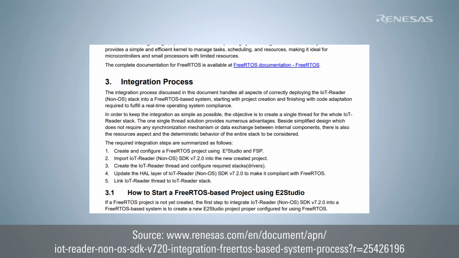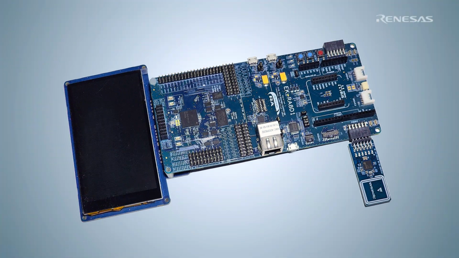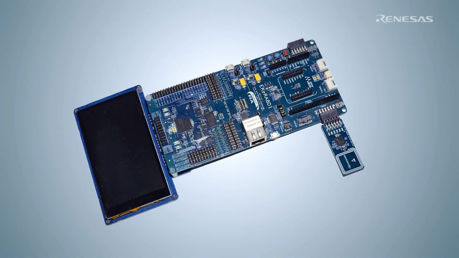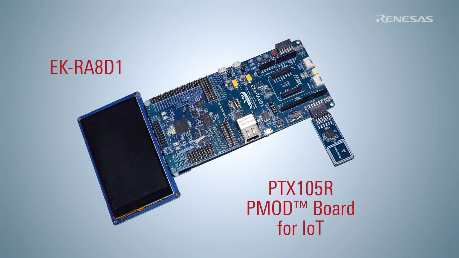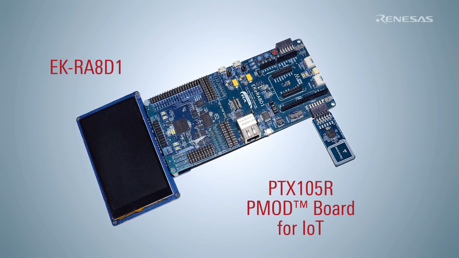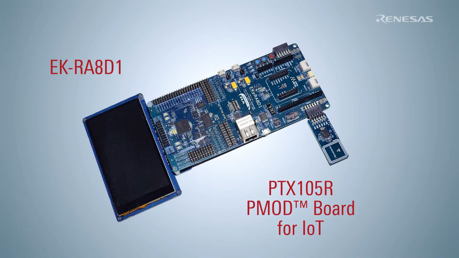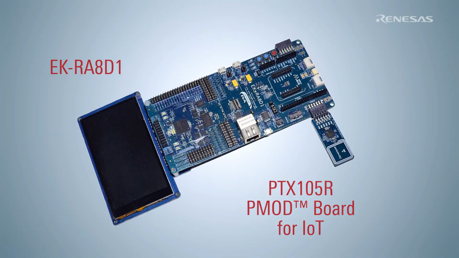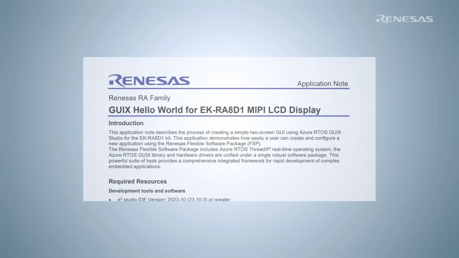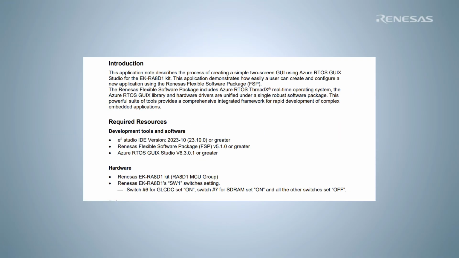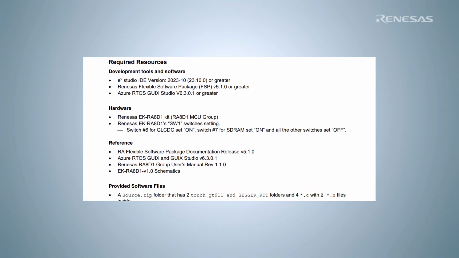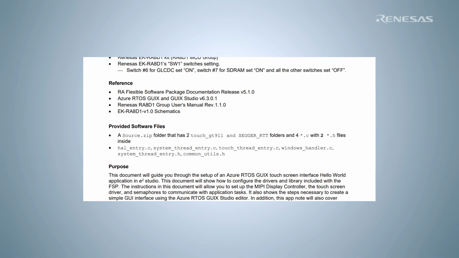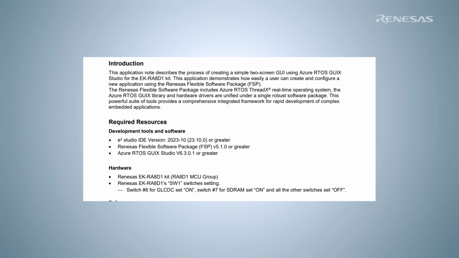First, we need to find a compatible Renesas board to host our project and connect to the PTX hardware module. In this demo, we'll be using the EK-RA8D1 board and PTX105R PMOD Quick Connect module. The project we'll be using is a Hello World example for the RA8D1. We will be integrating NFC into this project. You can find more details in the application note.